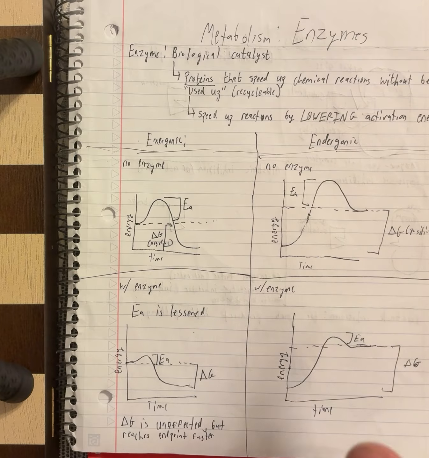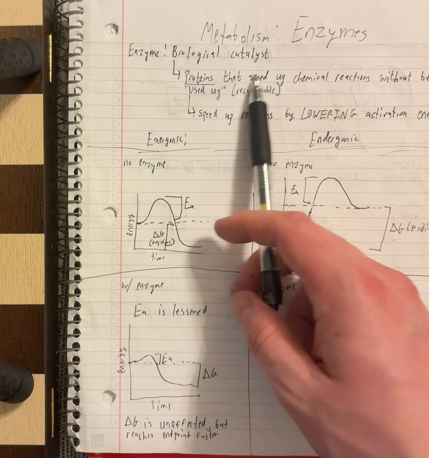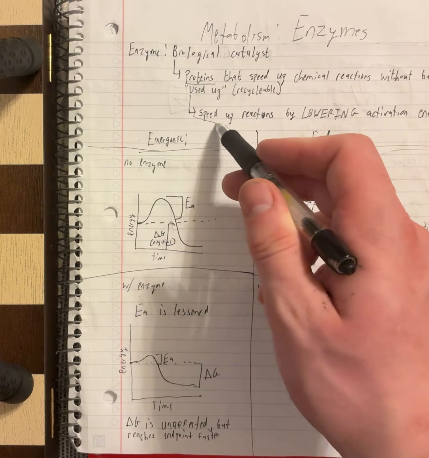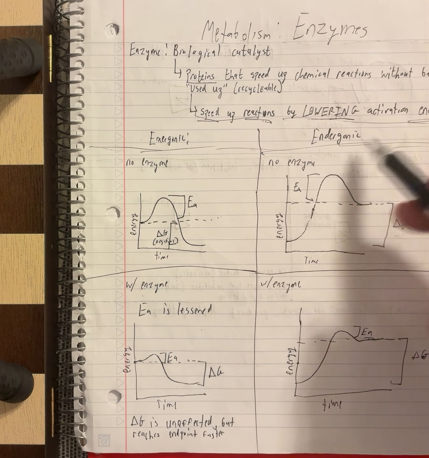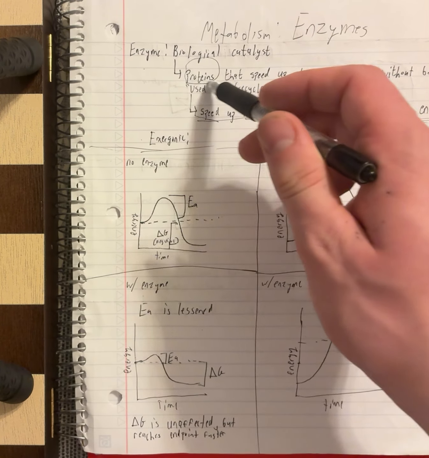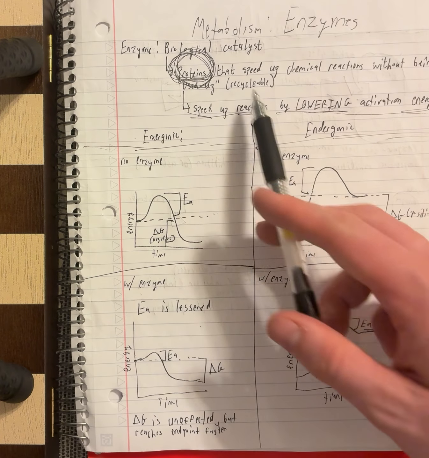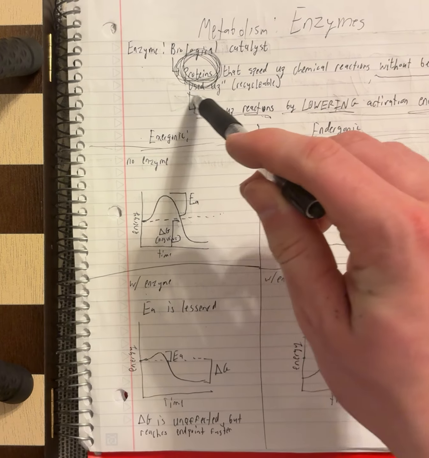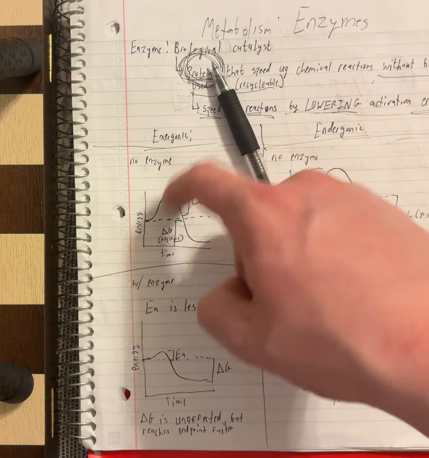Enzymes, I mentioned them at the beginning. Metabolism requires enzymes. What is an enzyme? It's a biological catalyst. What is a catalyst? A catalyst is anything that speeds up reactions by lowering activation energy. We'll get to that in a second, though. Enzymes are also proteins. Enzymes are always proteins that speed up chemical reactions, very importantly, without being used up or consumed. That means the same enzyme can be used over and over and over again.